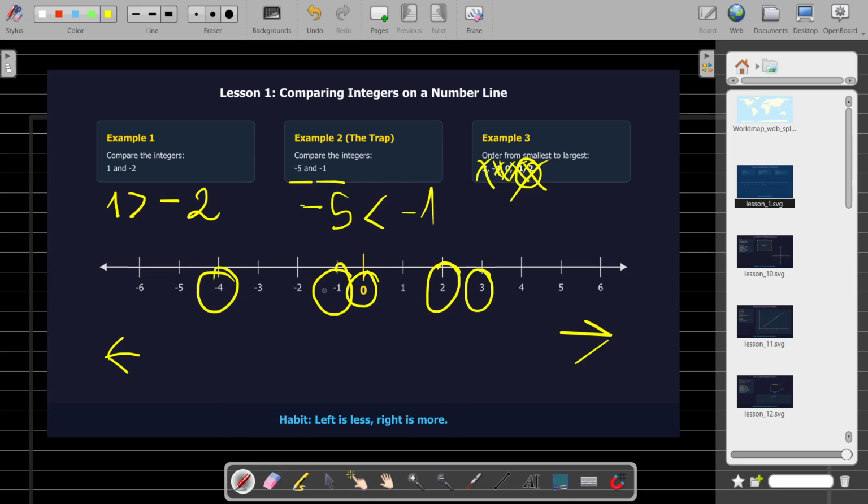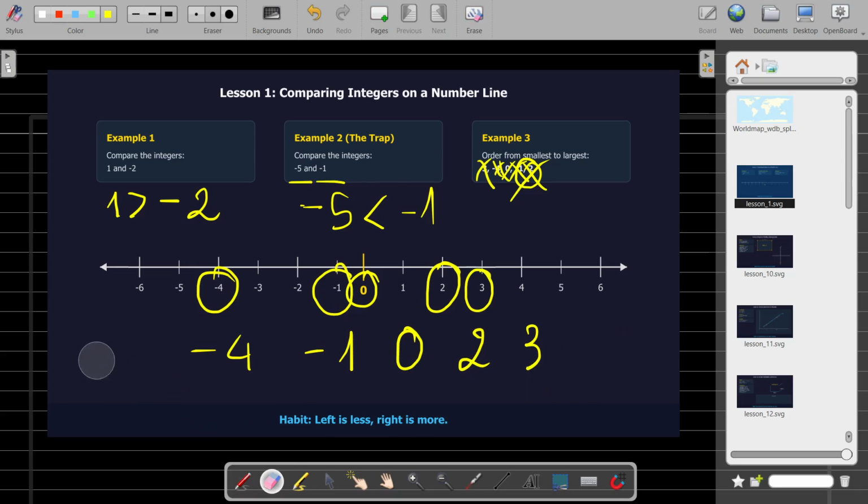Because of our habit, left is less, right is more, we just read from left to right. The order writes itself from the number line. So again, if you're in doubt, draw it out. So negative 4, and then negative 1. We have 0, and then 2, and 3. Very simple. Left is less, right is more.